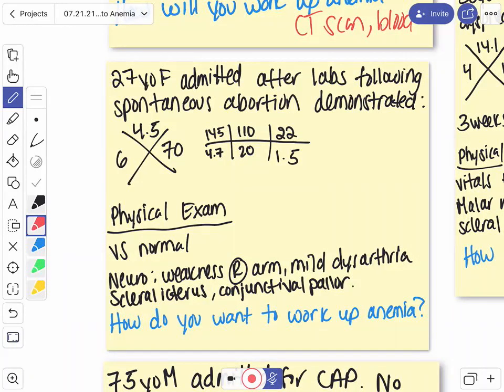All right, so we will come back together. So let's start off with this middle table here. What tests do you guys want to order to help work up this patient's anemia?